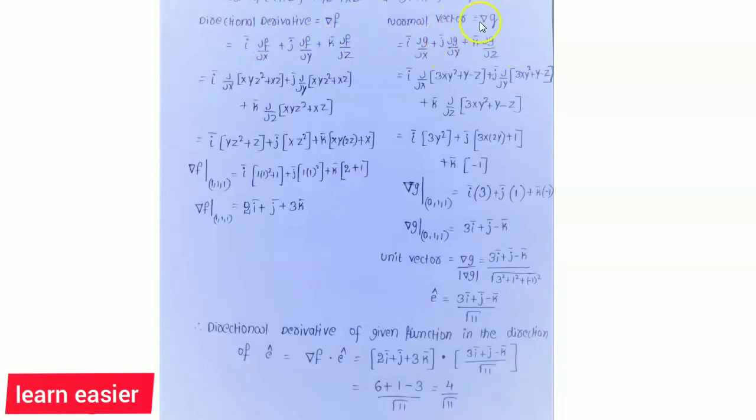Del g is because the question says the direction of the normal to the surface. So we found del g. Now del f at the point 1, 1, 1 and del g at the point 0, 1, 1, and we found the unit vector, and finally the directional derivative is del f dot e cap. So we got the answer 4 by root 11.